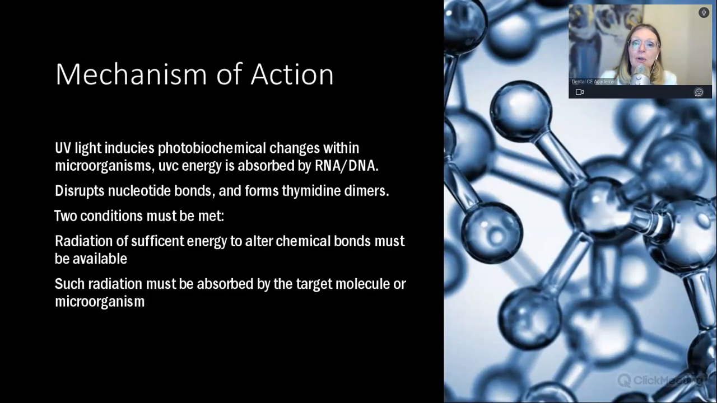So how does UV light work? It causes photochemical changes within the microbes or microorganisms. The UVC energy is absorbed by the genetic material of the cell, the RNA and the DNA, and it disrupts those nucleotide bonds, and in some cases will form thymidine dimers, which when Danny joins us here, we'll also talk about.